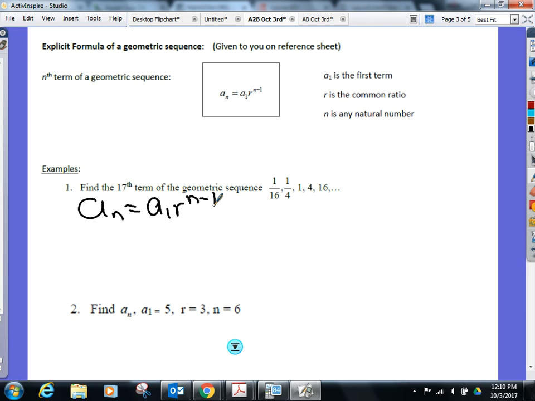This formula came right off the formula sheet. You guys have one right in front of you. Got it right off there. Find the 17th term.